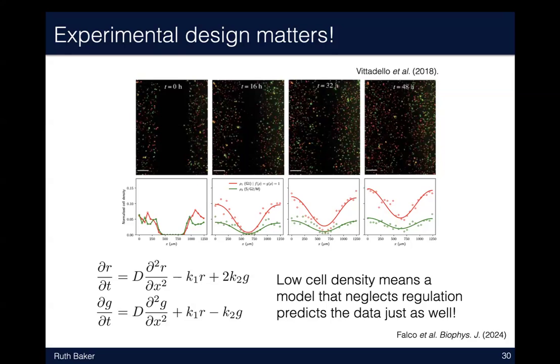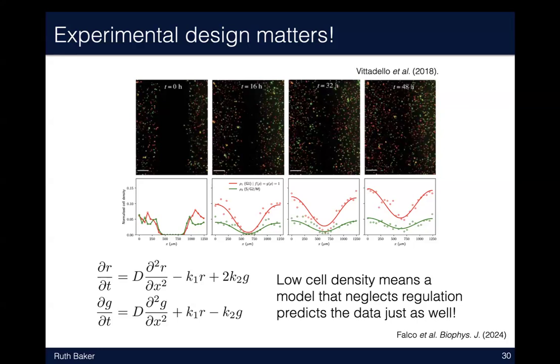And we never really noticed that we didn't need it, because effectively 1 minus R minus G was approximately 1. And so the loss of that term, or having that term in there, makes very little effect. It actually turns out for this data set, you can just as well fit that first model that I showed to the data, where there's no regulation of the cell cycle by local density, and it fits the data just as well.